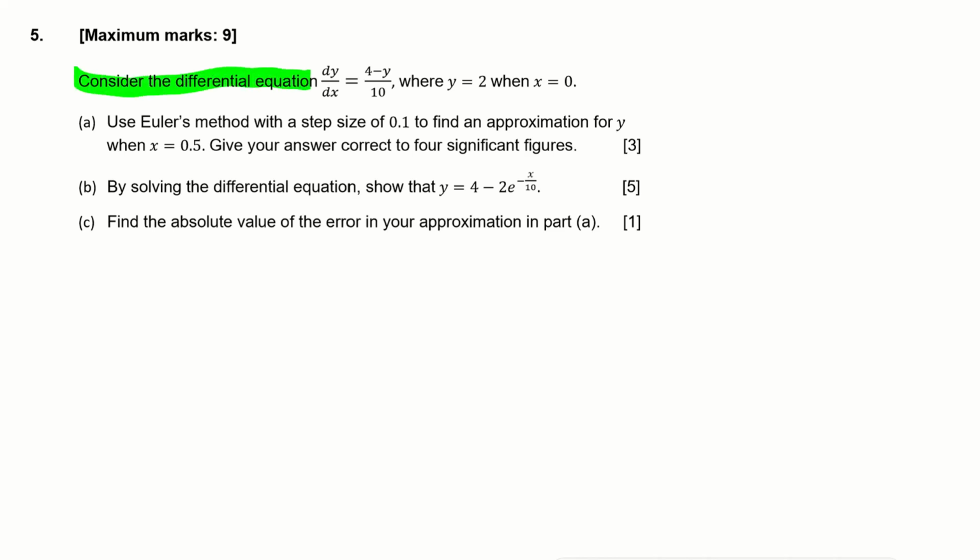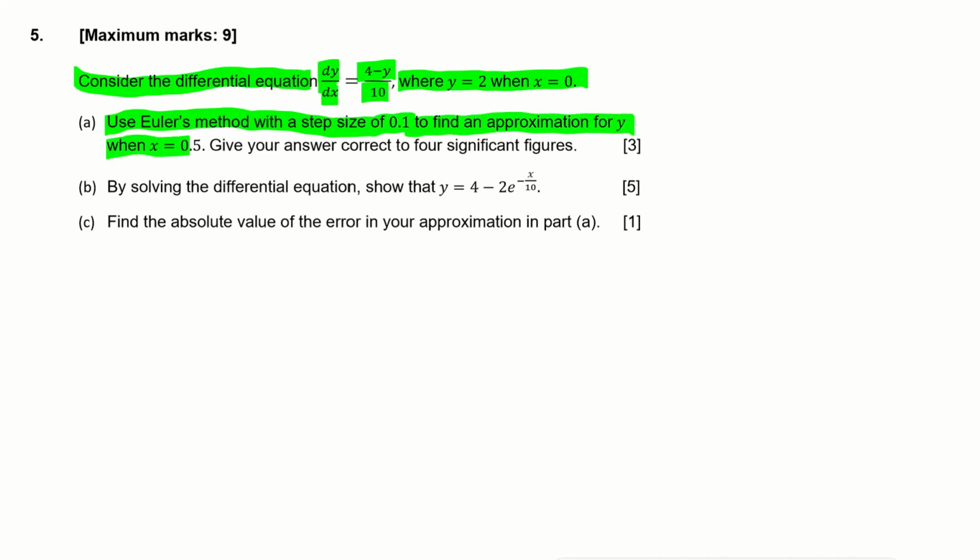Consider the differential equation dy/dx = (4 − y)/10, where y equals 2 when x equals 0. Use Euler's method with a step size of 0.1 to find an approximation for y when x equals 0.5. Give your answer correct to 4 significant figures.